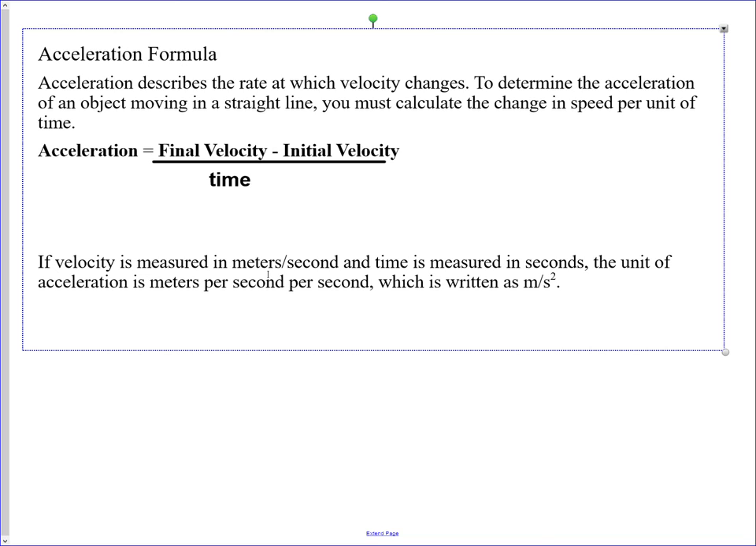So our formula for acceleration would be your final velocity, or your last speed, minus your initial velocity, or your beginning speed, and then you divide by time. If velocity is measured in meters per second and time is measured in seconds, the unit of acceleration is meters per second per second, which is written as meters per second squared. And that's really it.